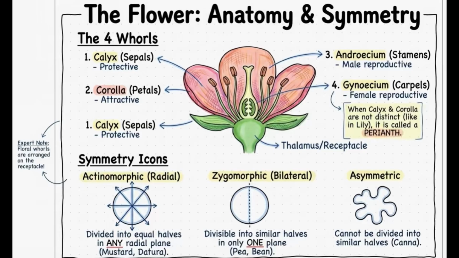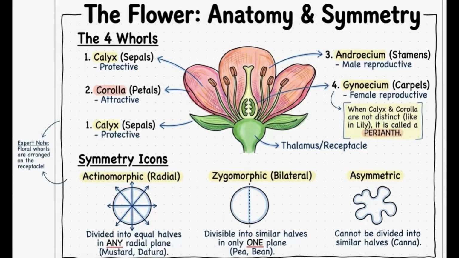But then you have zygomorphic. This is bilateral symmetry. The flower can only be divided into similar halves in one specific vertical plane. Like peas and beans. Yeah, it's like human symmetry. There's only one way to draw a line down the middle of a face to get a mirrored left and right side. Why do that, though? Why limit the symmetry? I mean, a pizza seems way easier to land on if you're a bug.